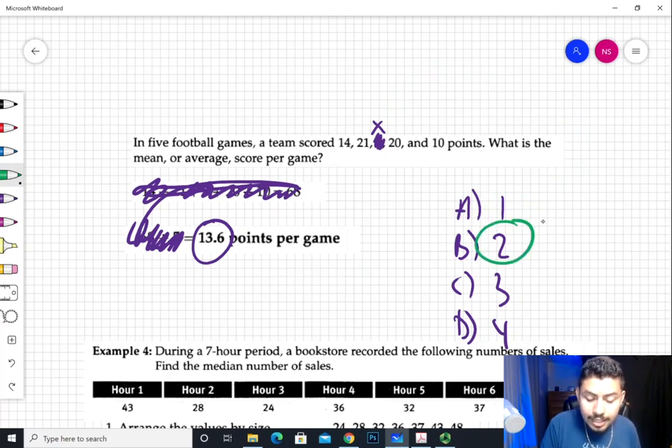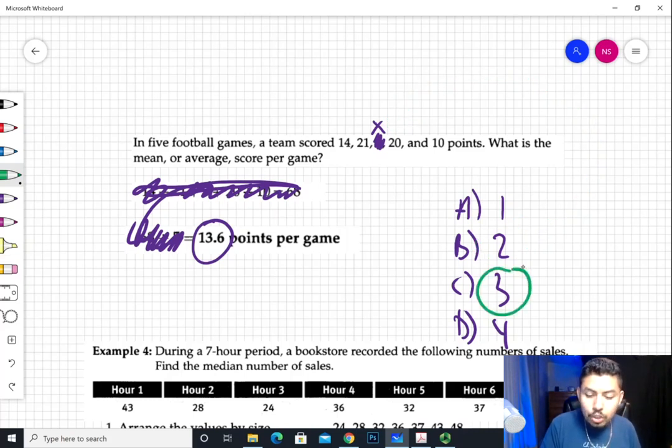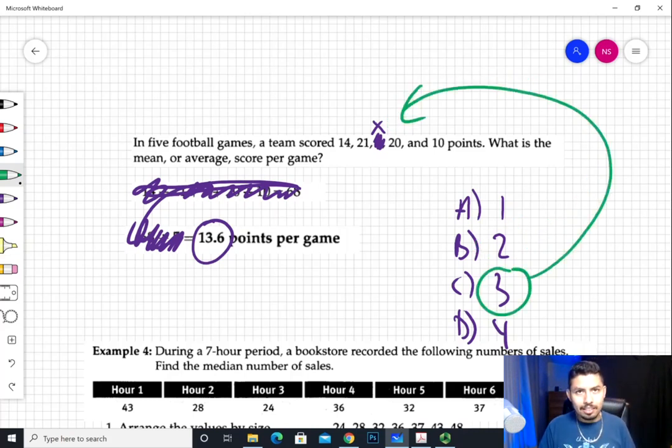You move on to the next option, option B. You put in a 2 into the missing variable. You do the calculations. You're hoping to get 13.6. You don't, so then you move on. What happens when you move on to the next one? You get the correct answer, all right? You have to take the multiple choice options to your advantage to get the answers for those type of questions.